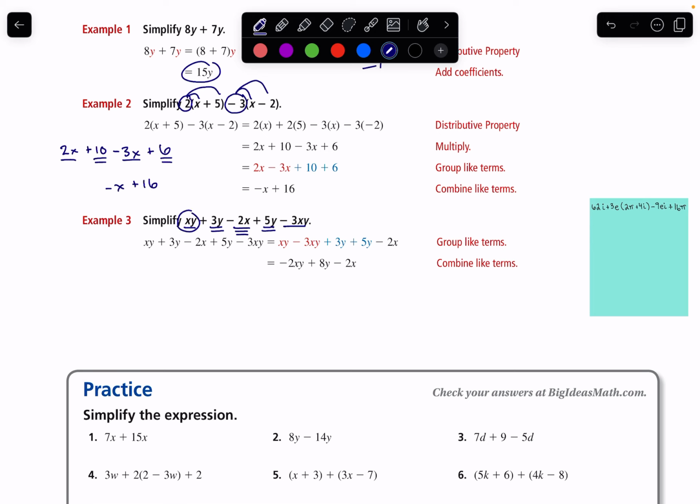The 1xy and the minus 3xy becomes minus 2xy. The 3y's and the 5y's, which are both positive, become plus 8y, and then the minus 2x is still just minus 2x.